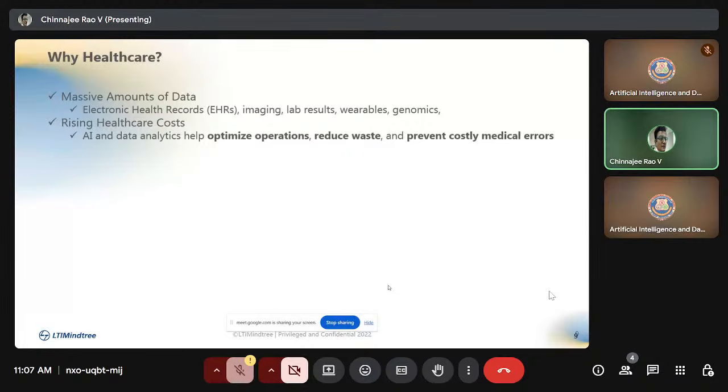Then reduce waste. Before, it was manual and there was a lot of waste in medicines and surgical equipment. Everything will be reduced because it gives the exact prediction, so the cost will be reduced. Then prevent errors. There is a phrase called human error. In most places we have something called RCA, root cause analysis. Normally in IT, anything that happens, any issue that happens, we do root cause analysis.